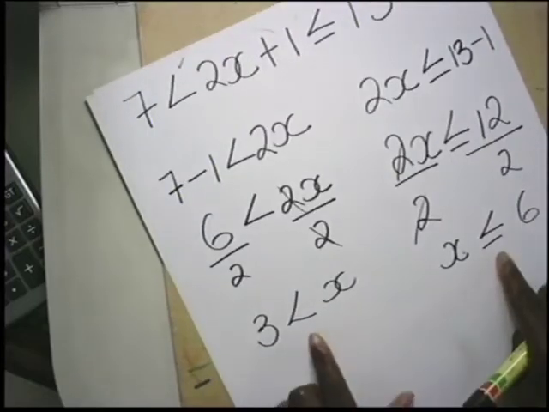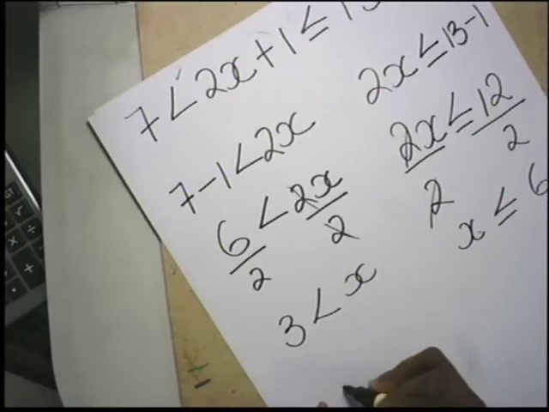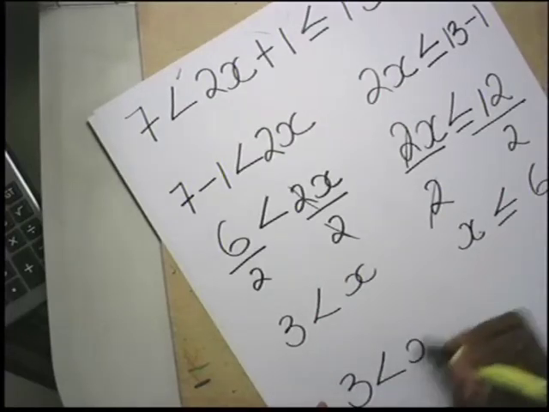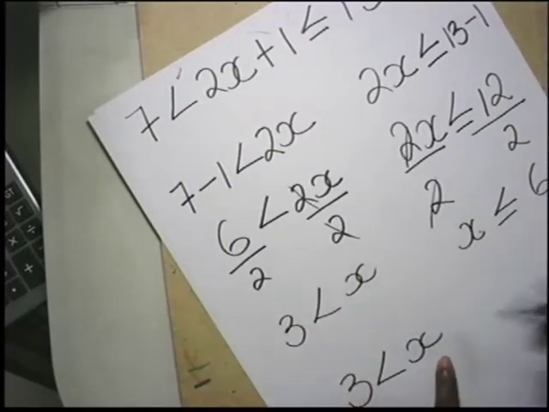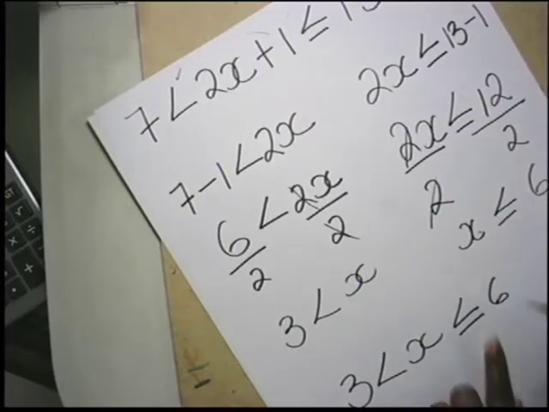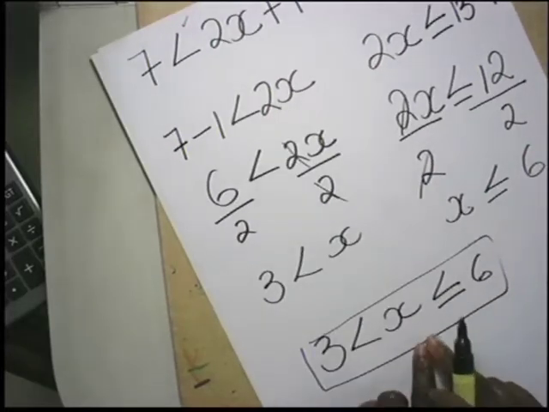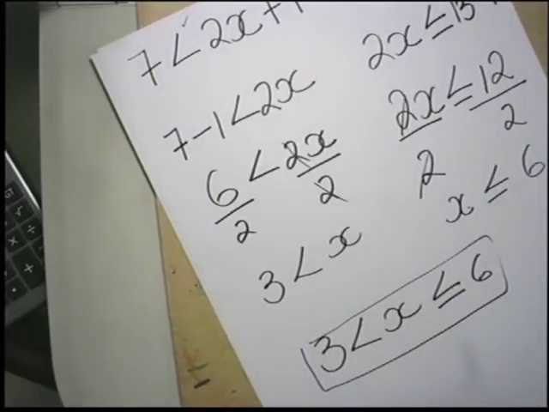Now we have these two inequalities. Now we have to combine them and then show them on the number line. So then in total we have 3 less than x. We have a common x here. We can just make use of 1. Less than or equal to 6. This is the solution for that one. And this is the one that we have to show on the number line.